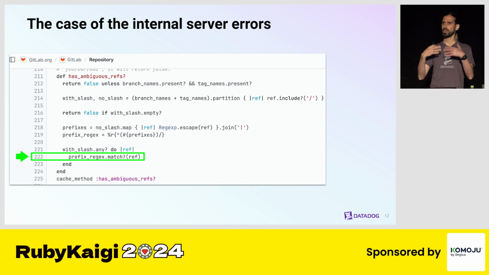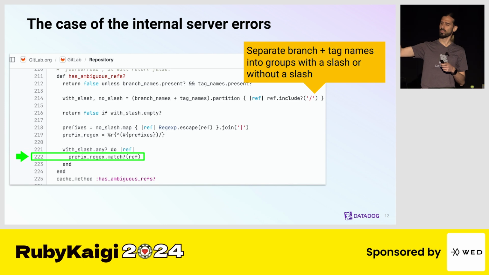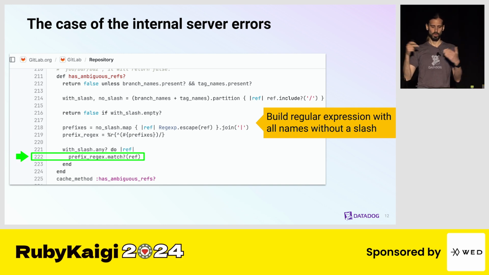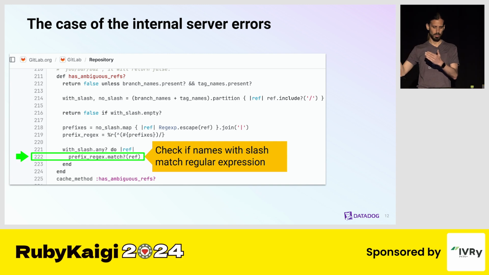So this is GitLab, so we're talking about the Git repository. What GitLab is doing is trying to get all of the branch names and tag names from the repository, and it's trying to see which ones are a prefix of the other. So it's gathering all of the branch and tag names and separating them out into the ones that have a slash and the ones that don't. If you have a branch named Anjo and another called Anjo slash something, it's trying to find this. It's building a regular expression for all the names without a slash, and then it's matching one to the other to find the ones that are prefixes. So this doesn't seem particularly bad.